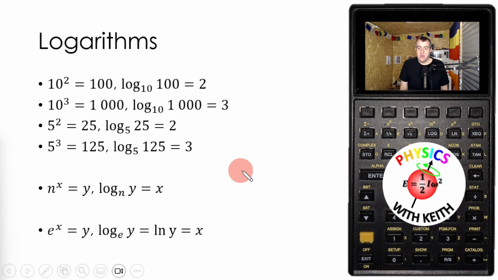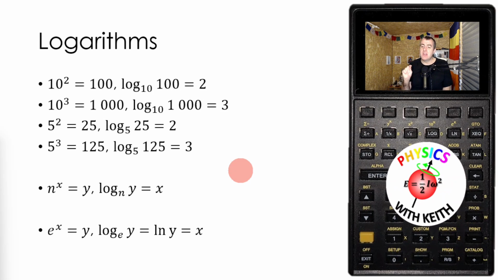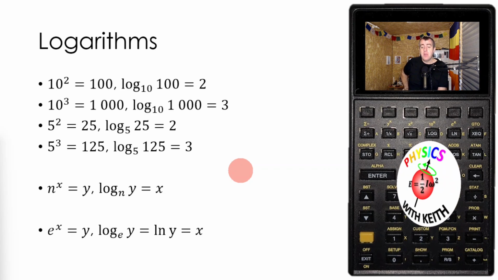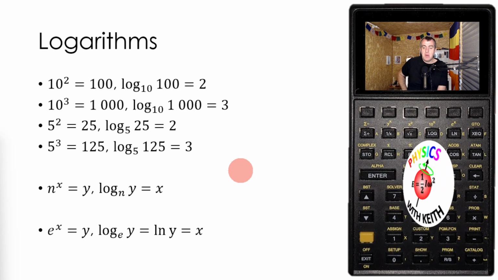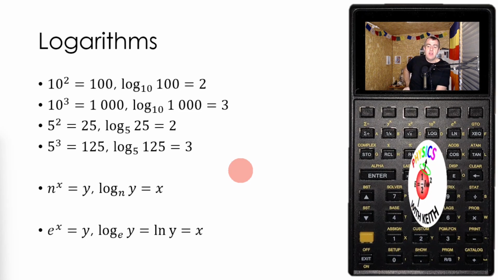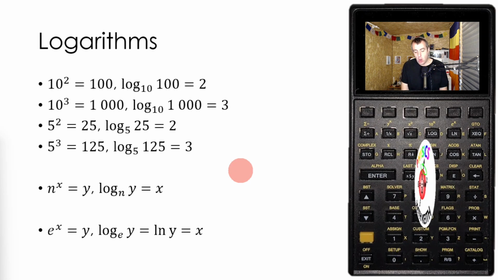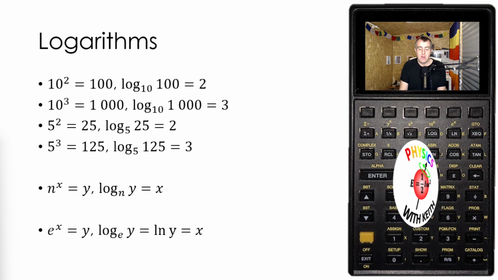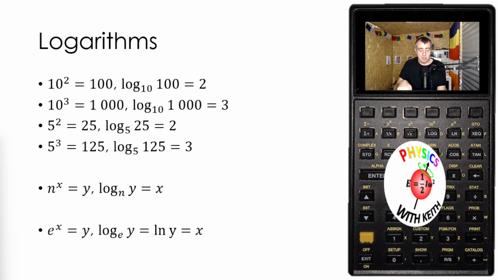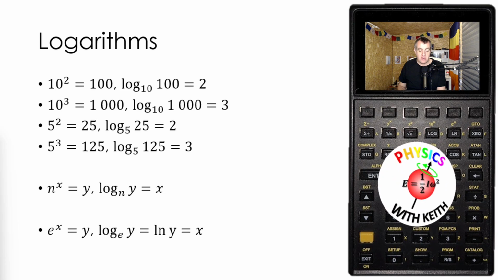Now that is true for any base, but e is a very, very special number, though it is just a number. e, Euler's number, to the power of x equals y, that's what we call the natural logarithm. The natural logarithm. And so we can use ln, lowercase l, lowercase n, for the natural logarithm. e, by the way, I've just looked it up because I can never remember it, is 2.71828182884 and so on, doesn't matter.